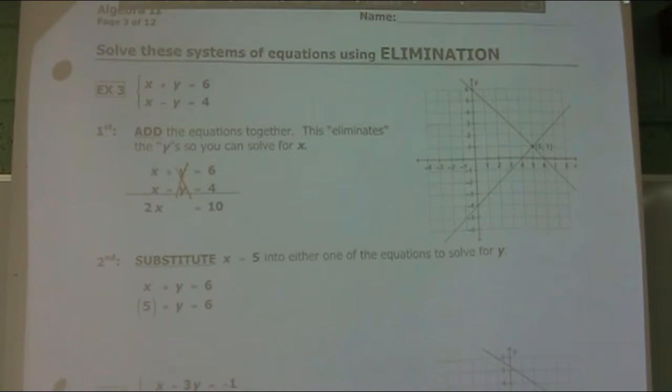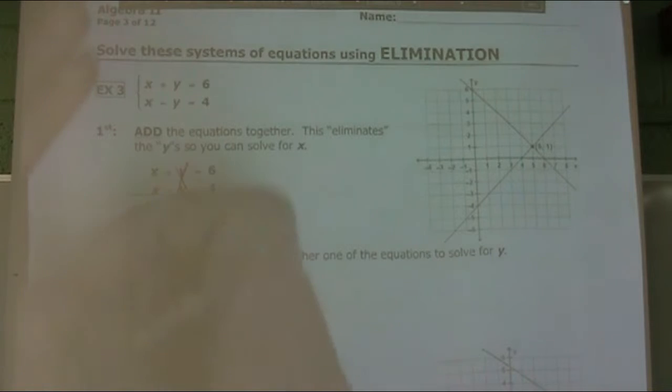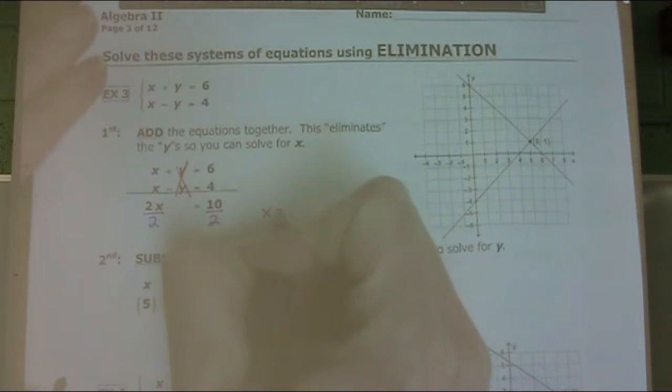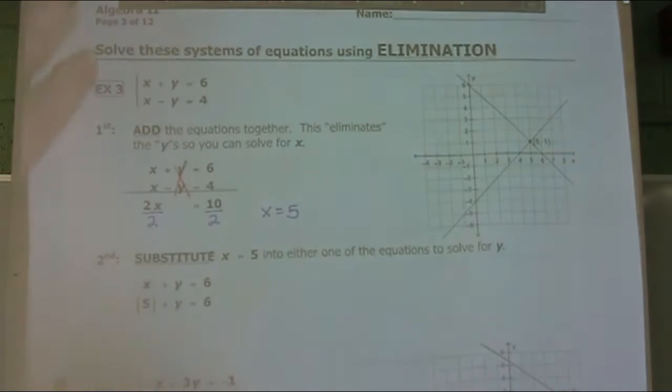So now I have an equation with just one variable in it, and that makes it easy for me to solve. So in this case, I'm just going to divide both sides by 2, and I have x equals 5. That's all the addition I'm going to do in this problem. To find the y value now, or the other value, I need to use substitution.